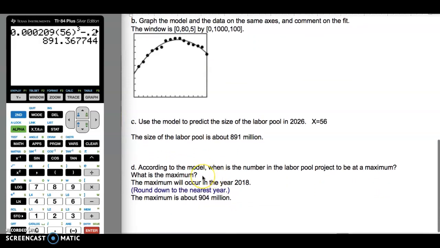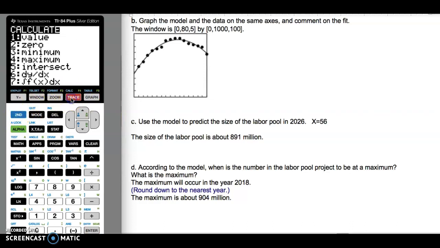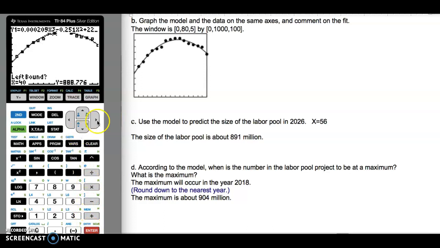So the last part, according to the model, when is the labor pool projected to be at a maximum? So that's somewhere up here. The calculator can find that for us. If you go back to the graph, and you press second, it says calculate right here. Second, trace. You press the trace button, and you're trying to find a maximum, so you go down to the fourth option, press enter, and then your maximum is somewhere about right here.